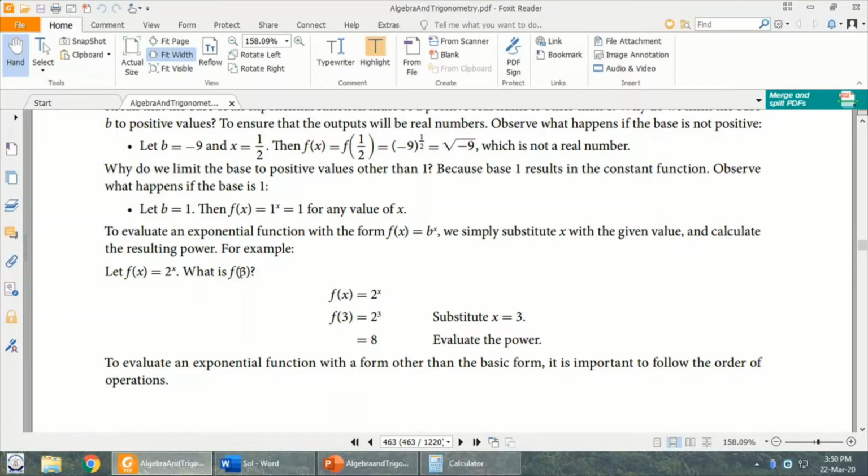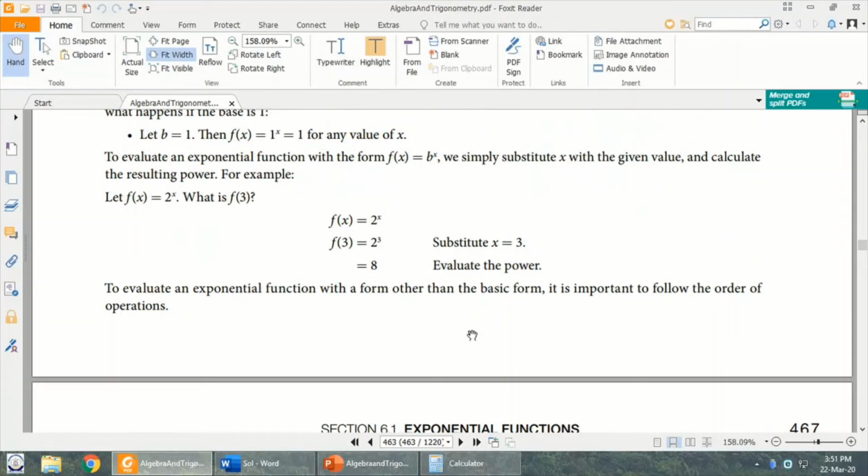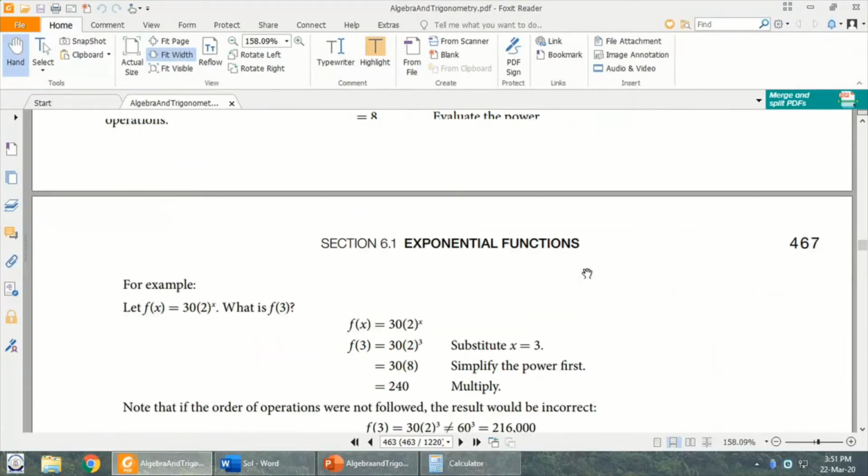f3. So if instead of fx, it's f3, it means you have put the value of x as 3, in 2 raised to power x. So f3 is 2 raised to power 3, and you get 8, which is evaluating the power. It's again an exponential function.